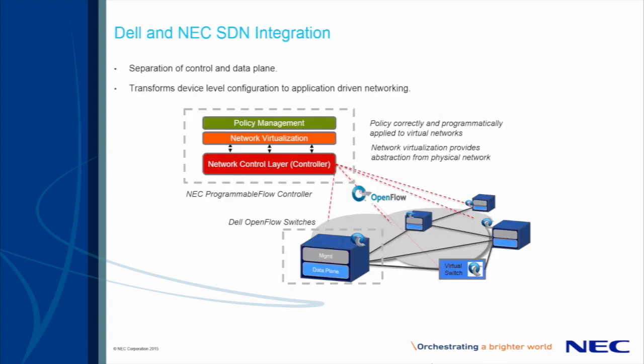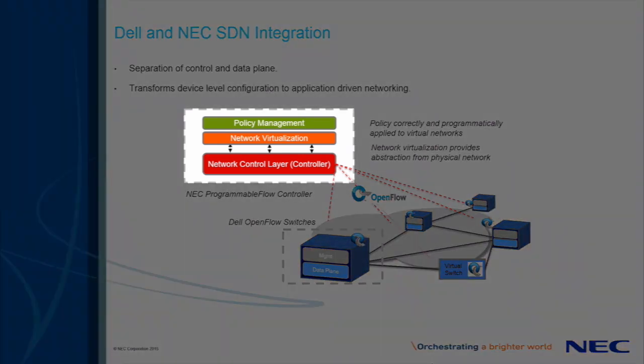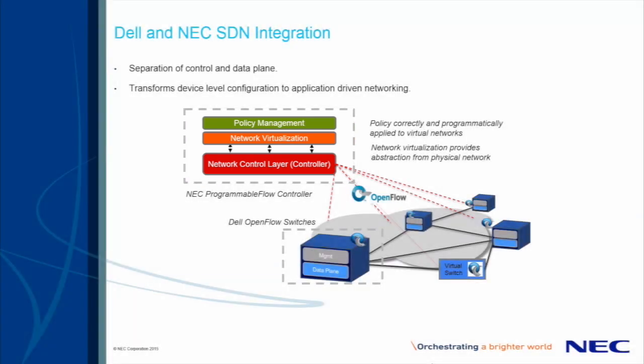To provide an overview on how to build a software-defined network using NEC and Dell, we shall start by illustrating the high-level components. Using NEC and Dell, network engineers may separate the control and data plane to enable application-driven networking. This is achieved using an SDN controller provided by NEC called the ProgrammableFlow controller, or PFC. The PFC simplifies a network deployment by providing a network virtualization layer that hides the details of the physical network, as well as centralized policy management, both of which we shall discuss in further detail later in the video.